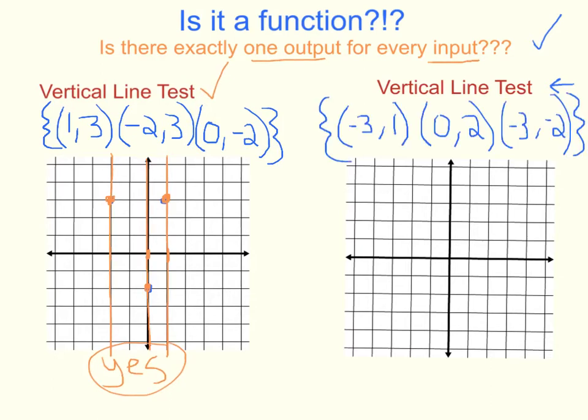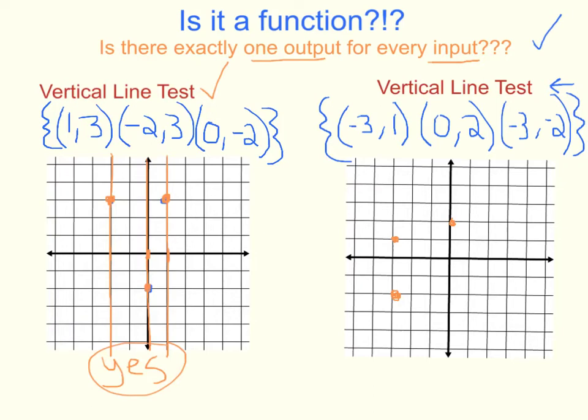Here we have our second set of points, so let's graph these. (-3, 1), (0, 2), and then (-3, -2). So let's do the vertical line test again.